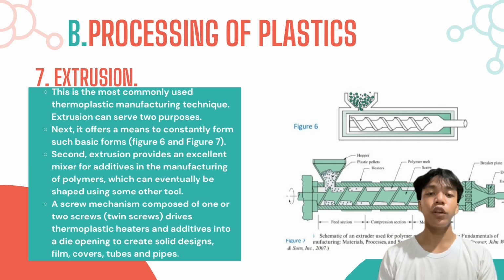Extrusion can serve two purposes. It offers a means to constantly form such basic forms as shown in Figure 6 and Figure 7. Extrusion provides an excellent mixer for additives in the manufacturing of polymers, which can eventually be shaped using some other tool. A screw mechanism composed of one or two screws, or twin screws, drives thermoplastic heaters and additives into a die opening to create solid designs, film, covers, tubes, and pipes.